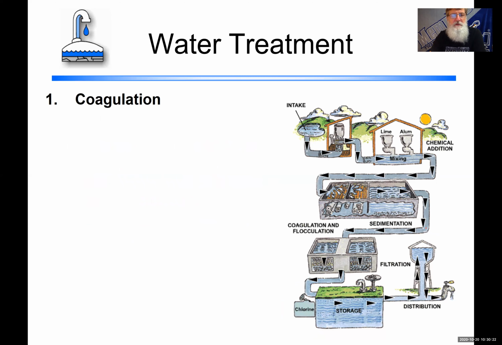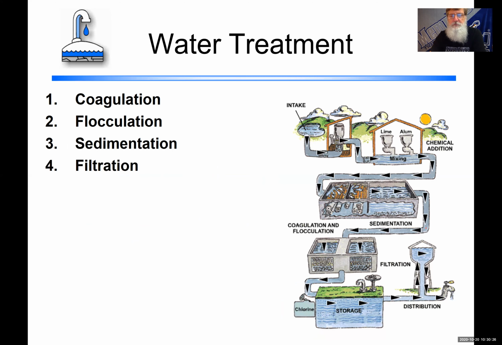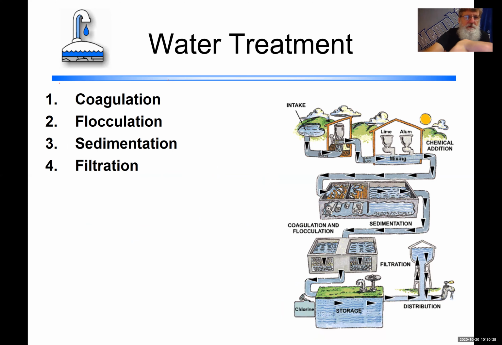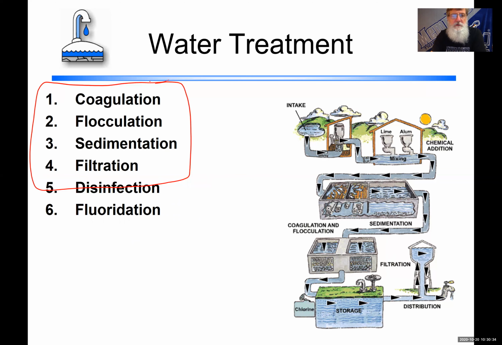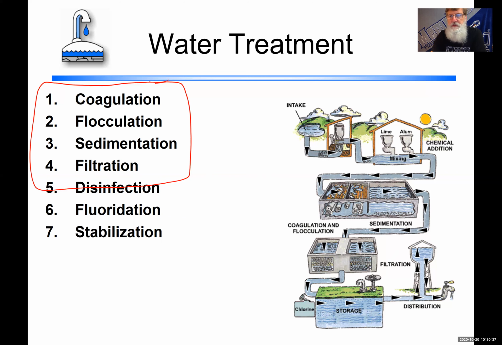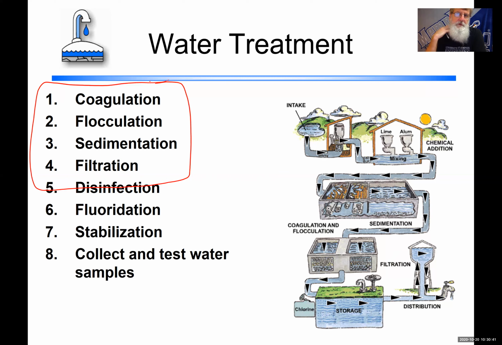So again, coagulation, flocculation, sedimentation, filtration. In the lab, we would simulate those four components. You would then have disinfection, fluoridation, and stabilization. That's the pipe chemical I was talking about. And finally, you would take samples and make sure everything is going well. Memphis Light, Gas, and Water has a lab actually very near the campus, and that's where a lot of the water samples go for testing.